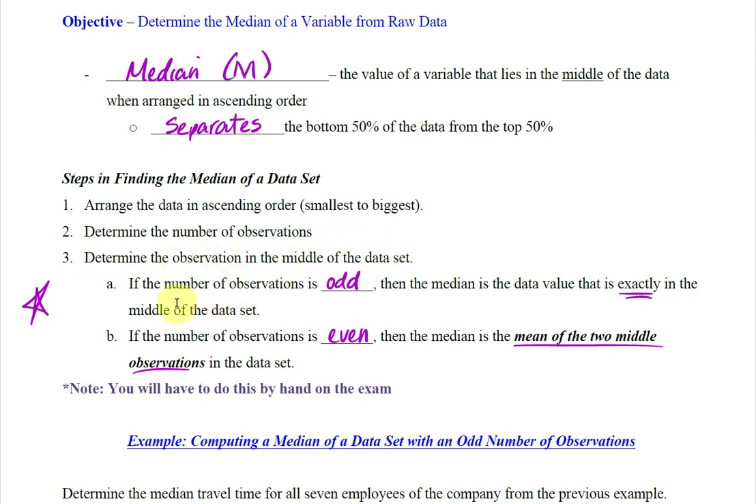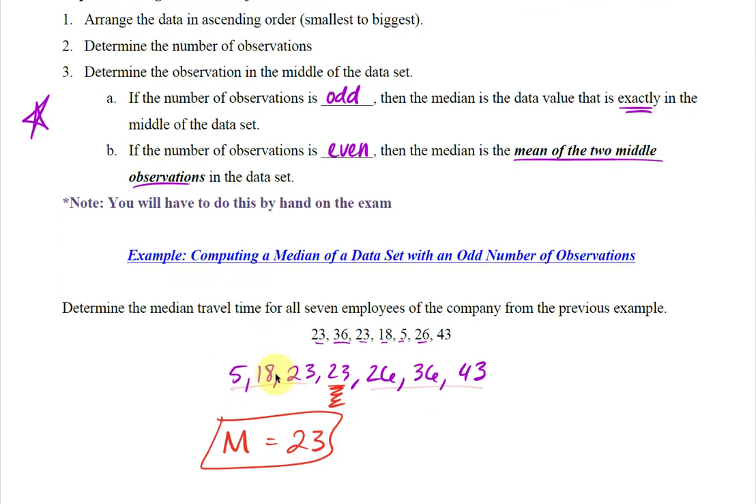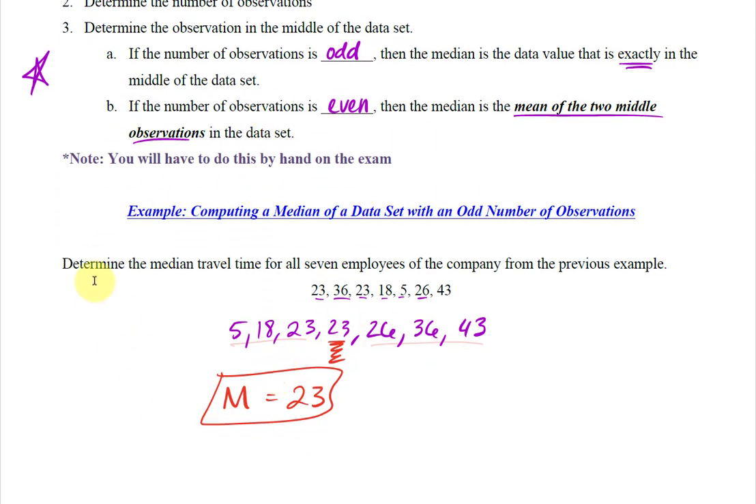If the number of observations is odd, then the median is the data value that is exactly in the middle of the data set. If the number of observations is even, then the median is the mean of the two middle observations in the data set. Okay, let's see the example.